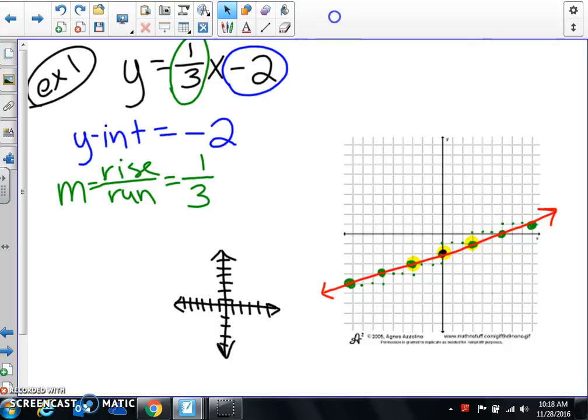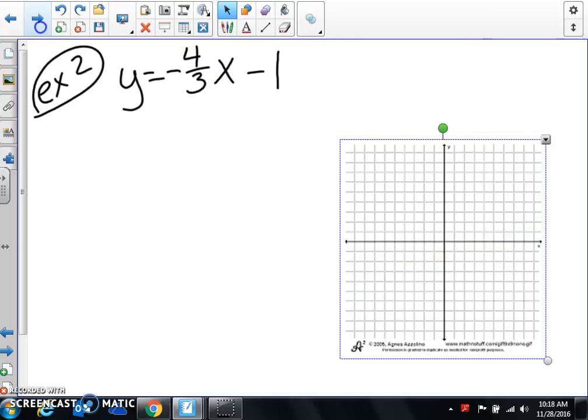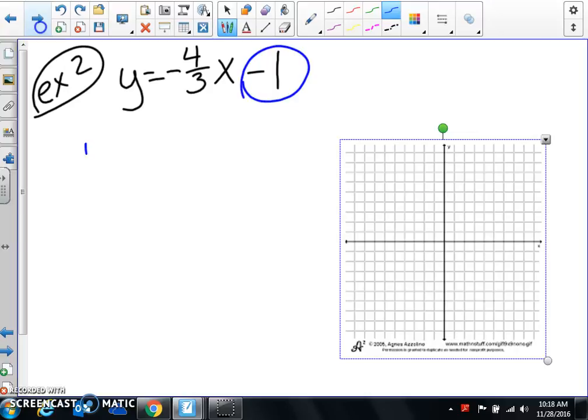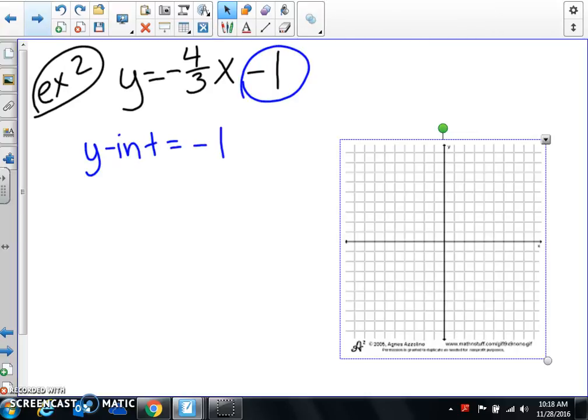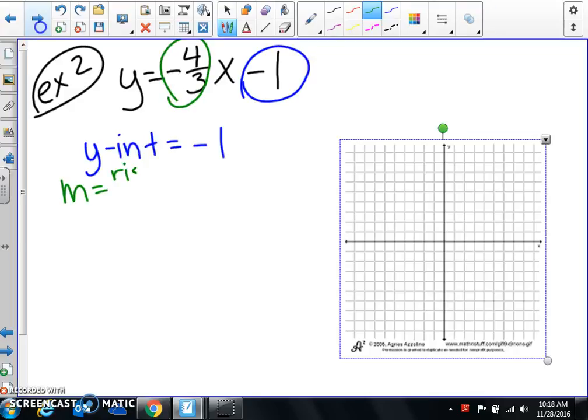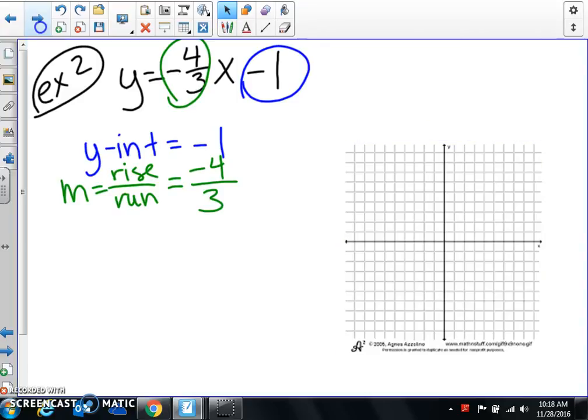Alright, here's the next one. Y equals -4/3 x minus 1. So it's already in y equals mx plus b for me. I take the y-intercept first, which is -1. And then I'm going to take the slope, which is rise over run. I told you if there's a negative out in front, just put it at top. So that's -4/3. So my y-intercept is -1, so I go down to -1 on the y.